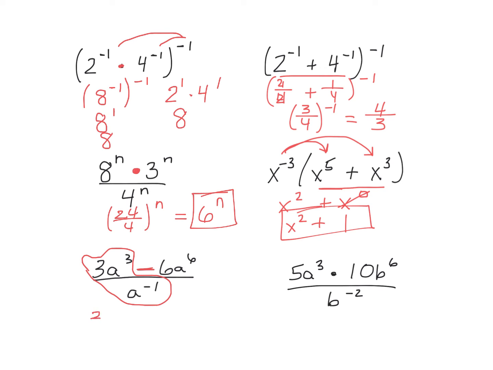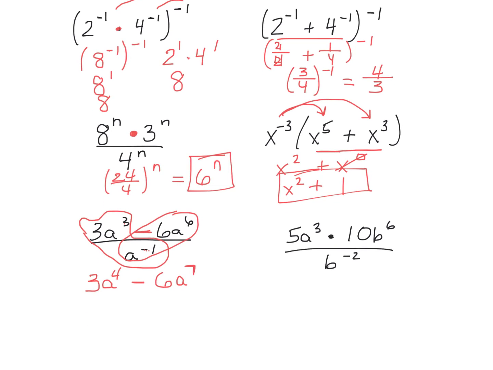And I would have 3. I'm dividing two numbers with the same base. I could keep the base, subtract the powers, and 3 minus a minus 1 would give me 4. And then I'd have to look at this fraction. It would be negative. It would be 6. And then again, keeping the base and subtracting the powers would be a to the 7th. So that is when you're adding or subtracting on the top.